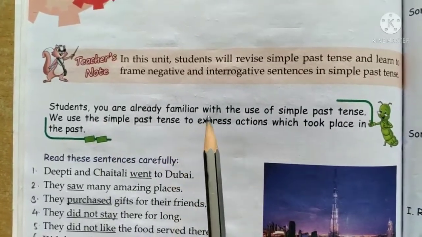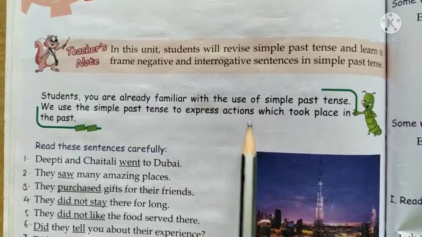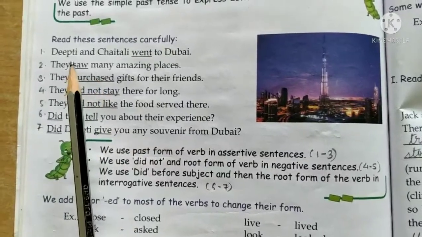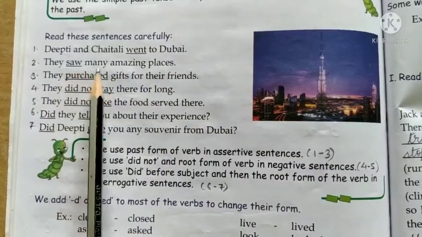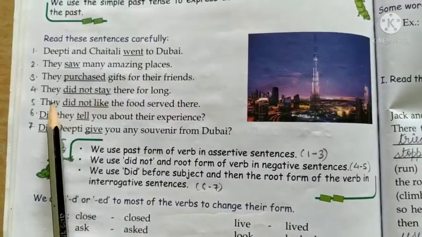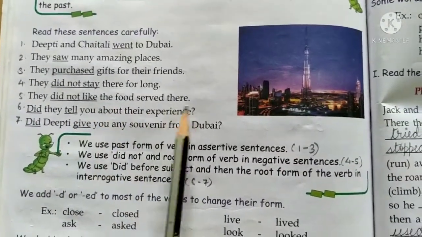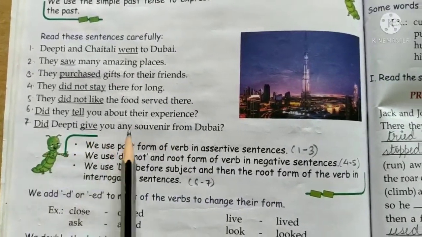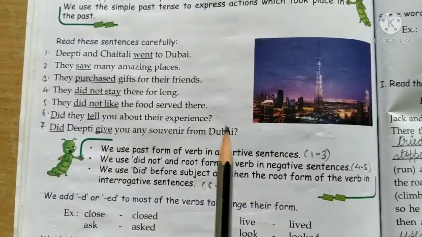Students, you are familiar with the use of simple past tense. We use simple past tense to express actions which took place in the past. There are some sentences given. Dipti and Chaitali went to Dubai. They saw many amazing places. They purchased gifts for their friends. They did not stay there for long. They did not like the food served there. Did they tell you about their experience? Did Dipti give you any souvenir from Dubai? So, these 7 sentences are in past tense.